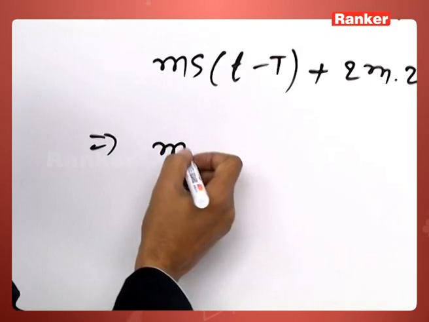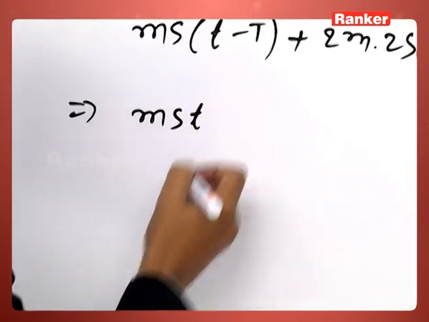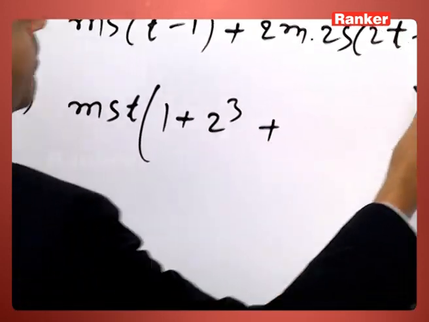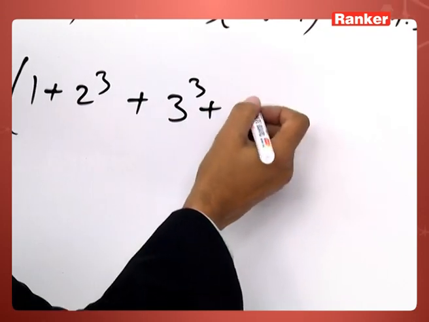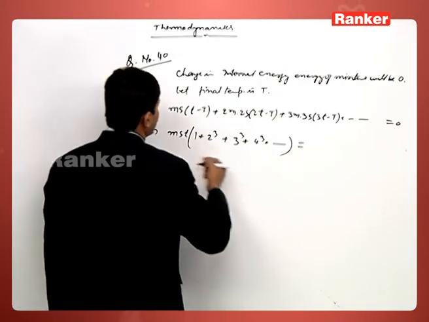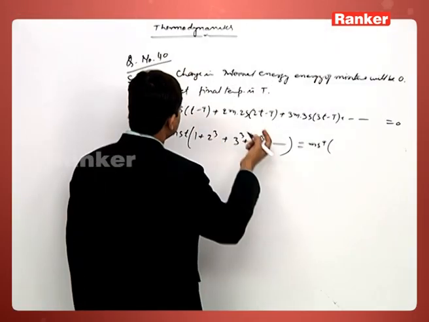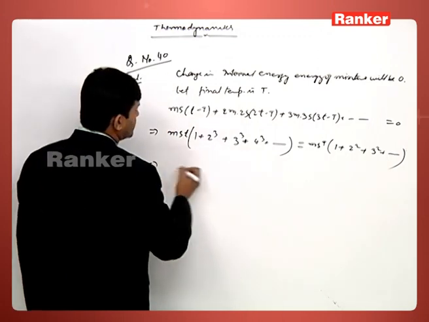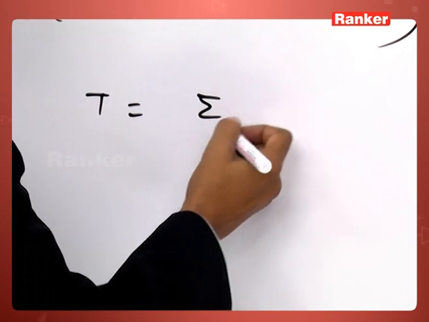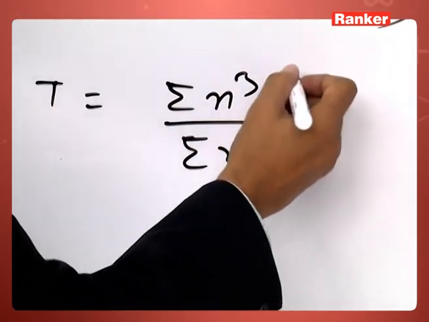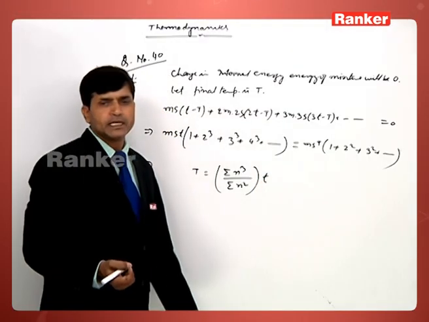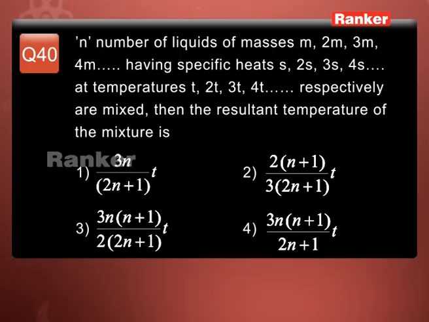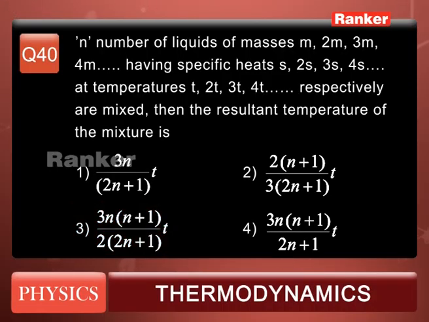See here, if we take m S T common, 1 plus 2 cube plus 3 cube, then 4 cube, you will get like this, equal to m S T as a common, 1 plus 2 square plus 3 square like this. So T is equal to sigma n cube by sigma n square into T. This is the answer here. After putting the value of sigma n cube and sigma n square, we will get option number 3 as the correct option.